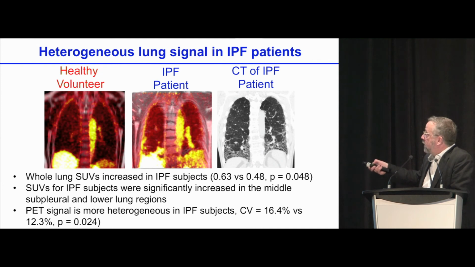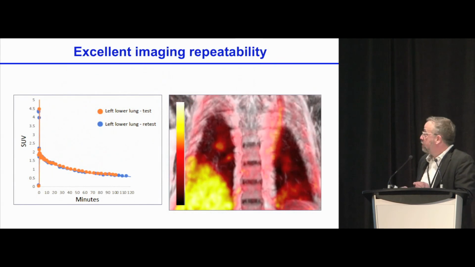And around here. But what we also see with PET is regions further along the subpleural area going into the upper lung, and regions of higher intensity in otherwise radiographically normal lung, where we're hoping that this corresponds to earlier disease. The probe works quite nicely. We've taken subjects, had them come back within a week and get imaged again, and this is looking at the signal in the left lower lung on one day and then at the second imaging session, and really excellent repeatability.